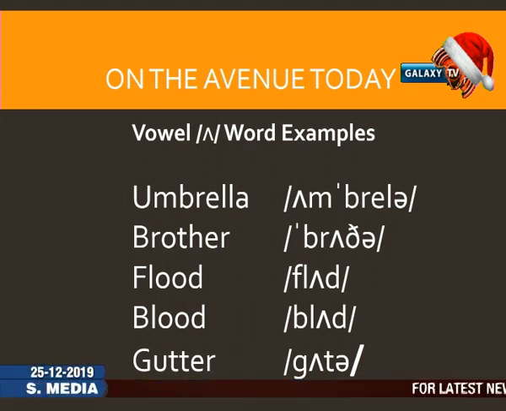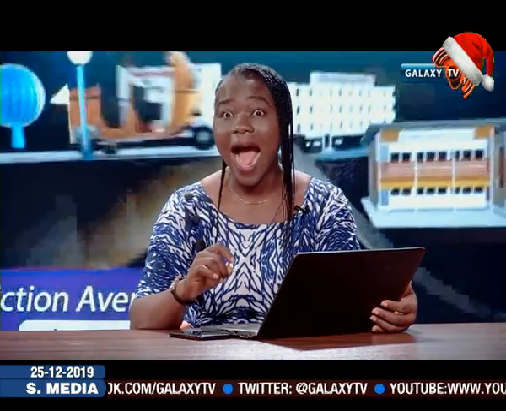One thing you would note about how these words are usually pronounced is that they're often pronounced with the sound O. So you would hear people say umbrella, brother, flood, blood, and gutter with that wrong sound. But no, the sound there is the short U sound. So: umbrella, brother, flood, blood, and gutter.